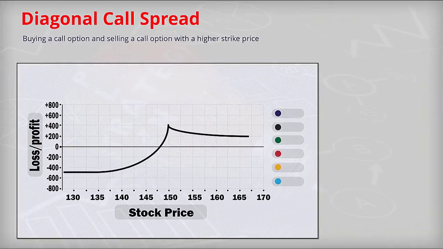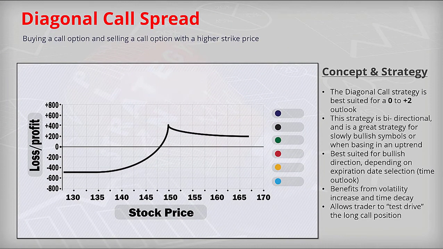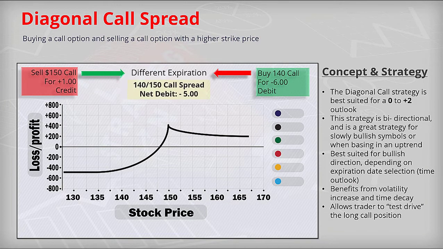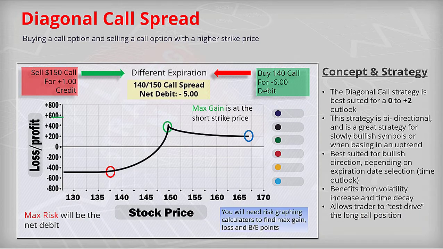So let's just take a look at the diagonal call spread strategy. So here we have, again, just an example of a diagonal call spread. We've got buy the 140 call, sell the 150 call. Here is your risk graph. So this is a basic diagonal call spread. It's looking for a +0 to a +2 outlook. It's going to have positive theta, and it's going to have a little bit of direction to it. It's going to have a little bit of delta.